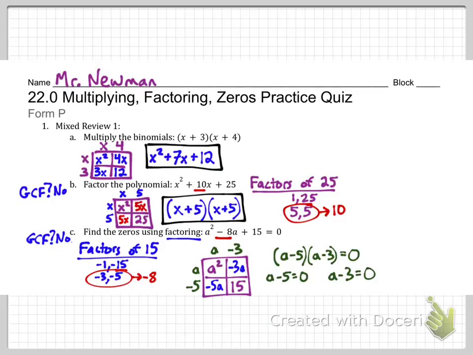So a minus 5 equals 0, and a minus 3 equals 0. Add 5 to both sides, we get a equals 5. If you add 3 to both sides on that side, you get a equals 3. So a equals 5 or a equals 3, and those are our two answers. Remember that you can check these by plugging them into the original equation, a squared minus 8a plus 15. Plug in, for example, 5 for a, and you should get 0.